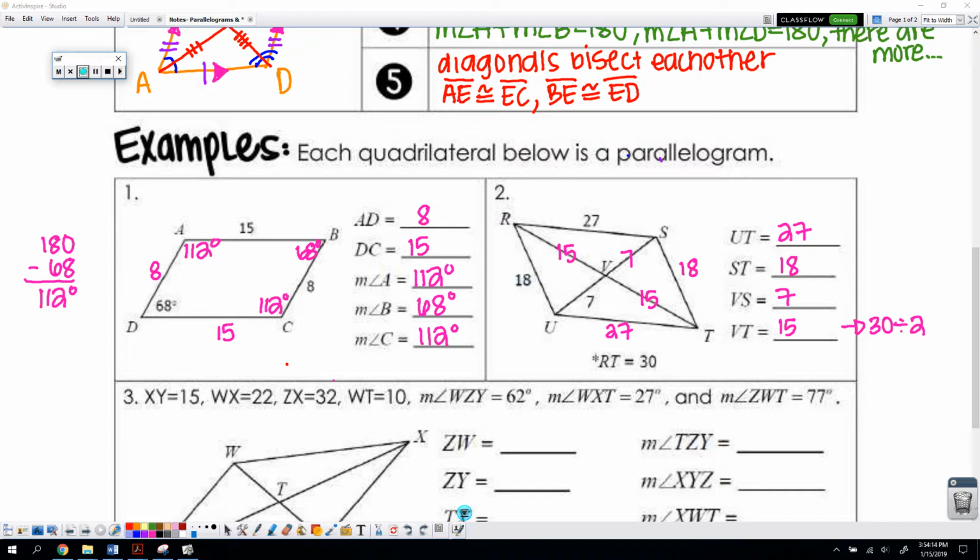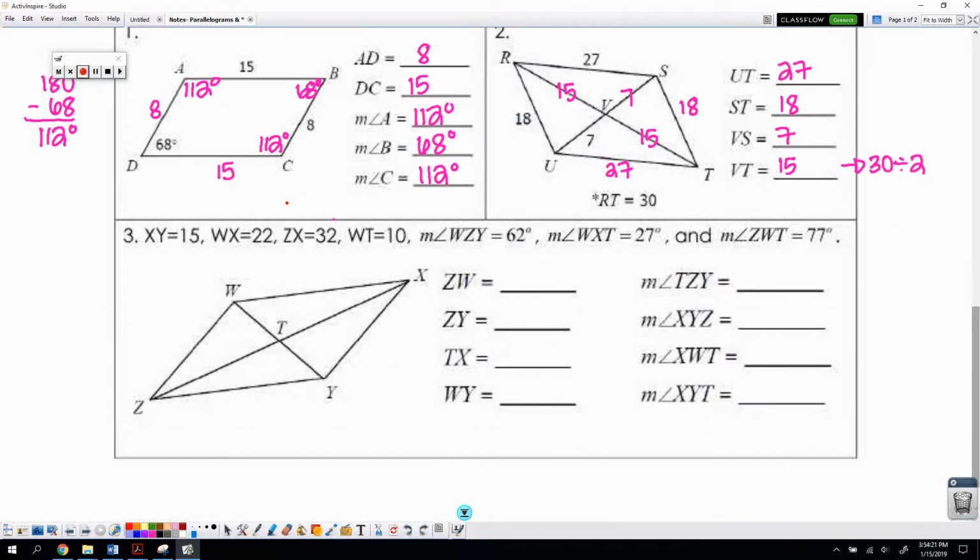Now for number 2, I went through and filled them in. I think everybody should be okay with that. So let's go through and talk about number 3. Number 3 is probably the toughest one on the page. So what we're going to do is just label as we see them.